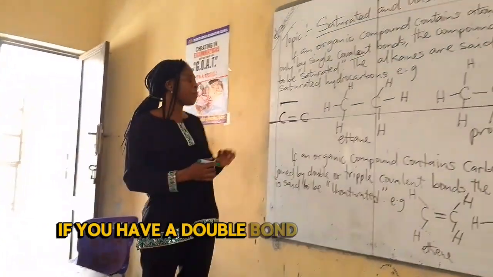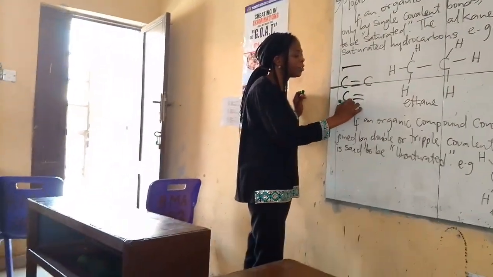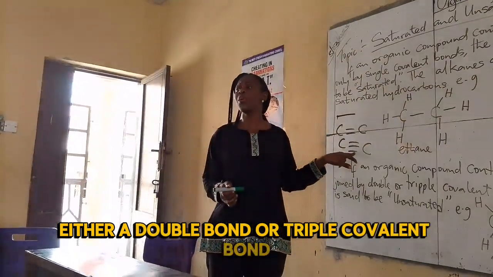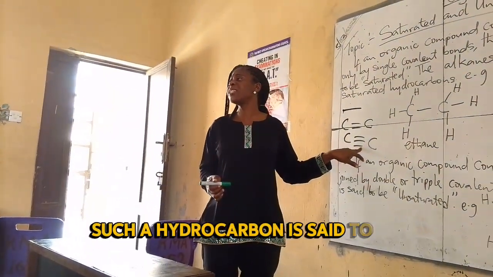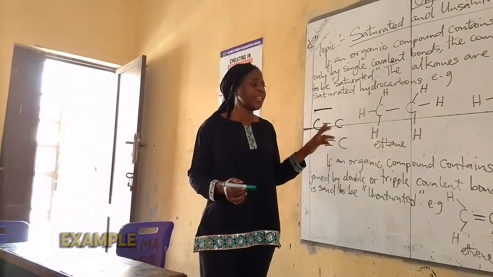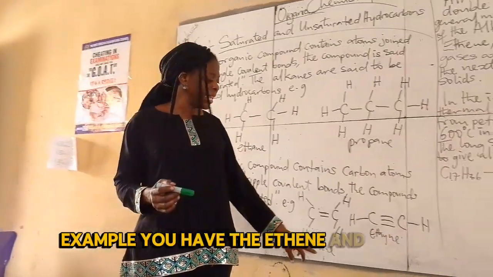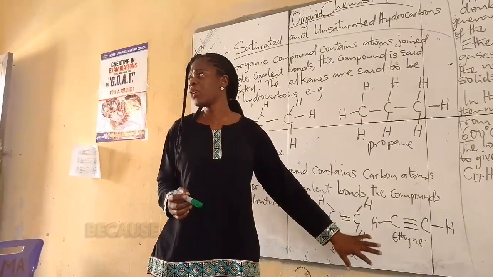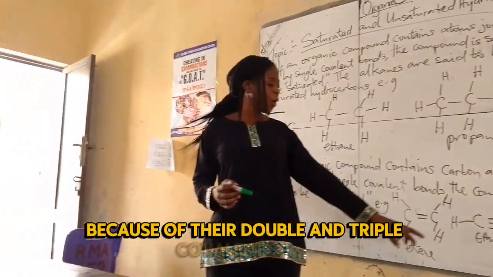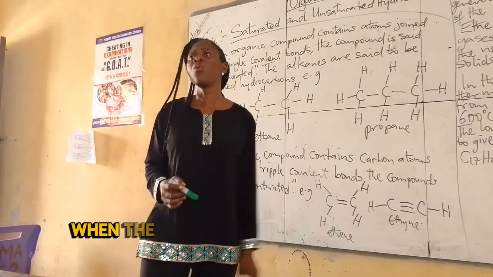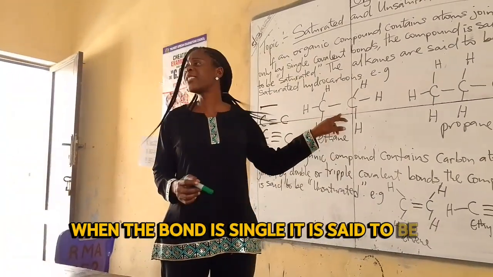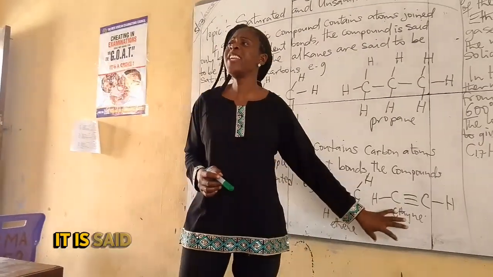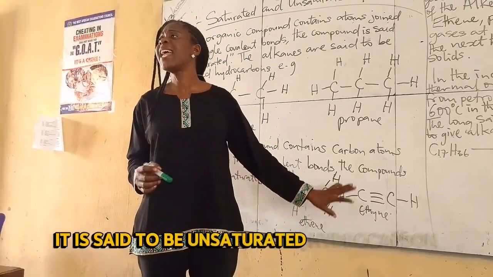If you have a double bond or a triple covalent bond, such a hydrocarbon is said to be unsaturated. Example, you have ethene and ethyne. These are unsaturated hydrocarbons because of their double and triple covalent bond. When the bond is single, it is said to be saturated. When the bond is double or triple, it is said to be an unsaturated hydrocarbon.